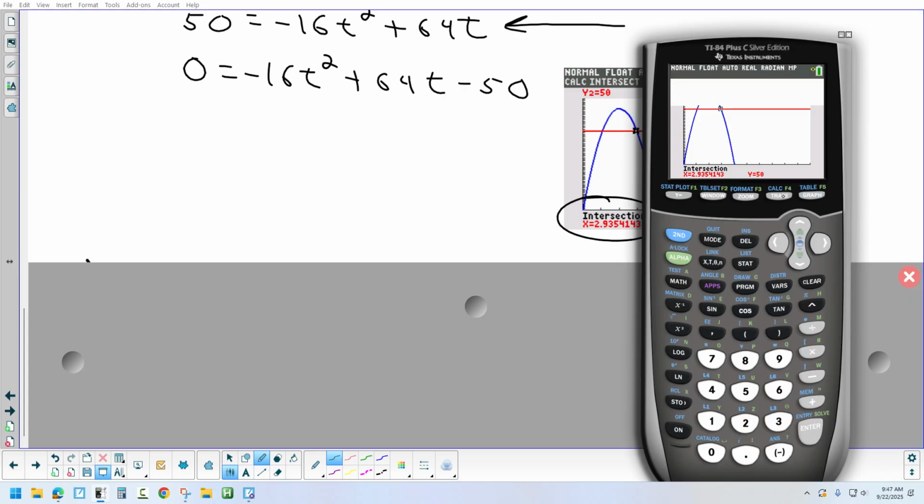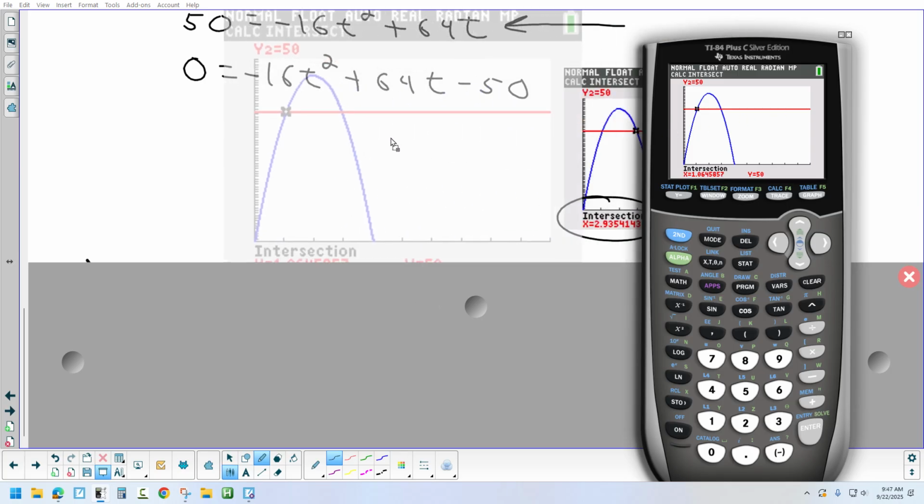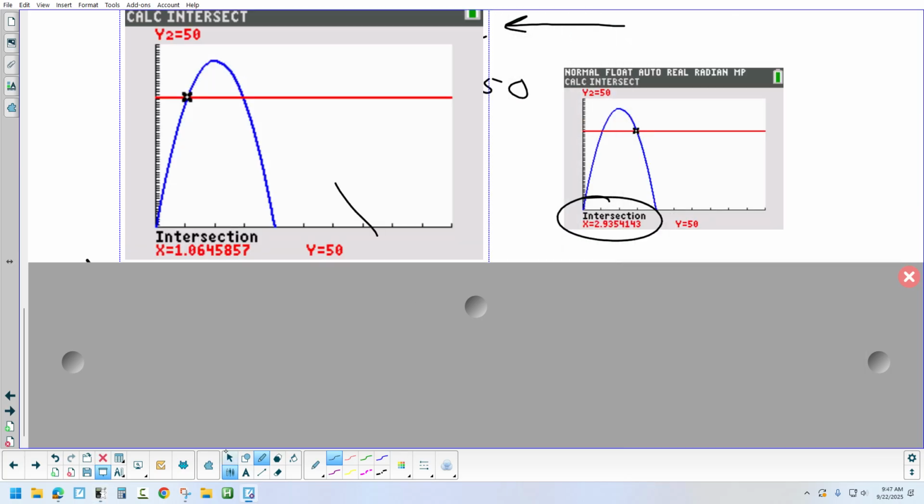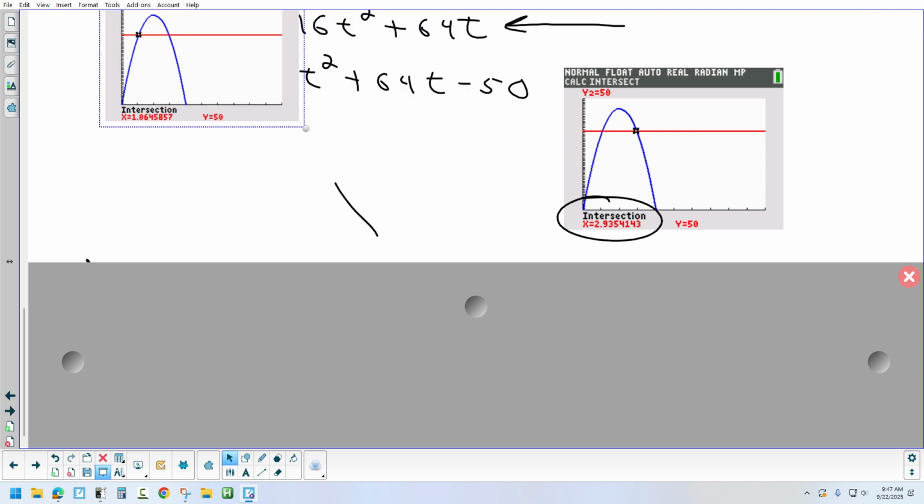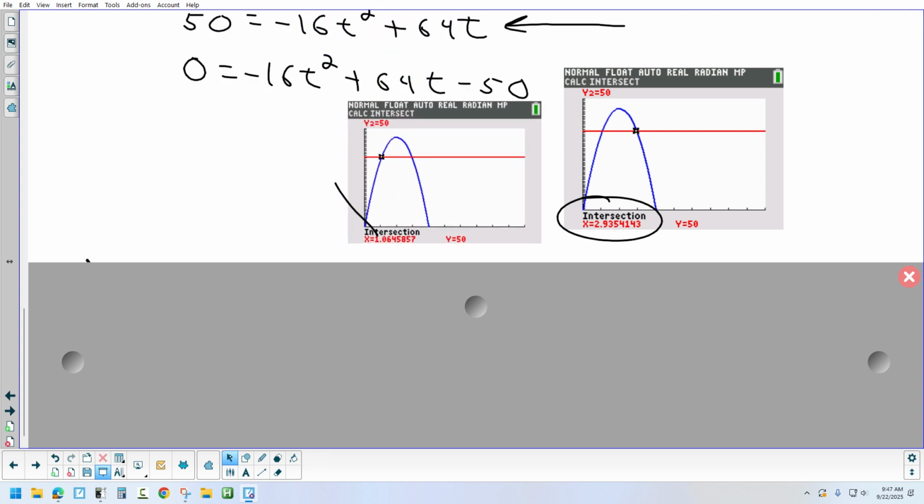Here's the other one. Second calc, intersect. This time move my cursor over closer to that one, and hit enter 3 times. That is the second one. 1.06 seconds. And both answers make sense. Unlike the sidewalk problem, we want both. Okay. Any question on that?